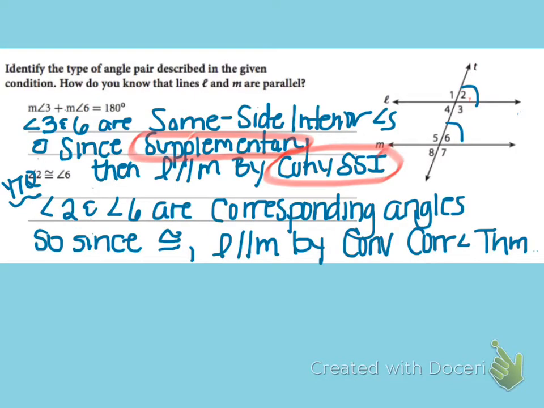All right, so thanks for giving that one a try. So angles 2 and 6 are corresponding angles, and since they're congruent, because see how they're corresponding, they're right there in that position, same relative position. So since they're congruent, L and M must be parallel by the converse of the corresponding angle theorem.